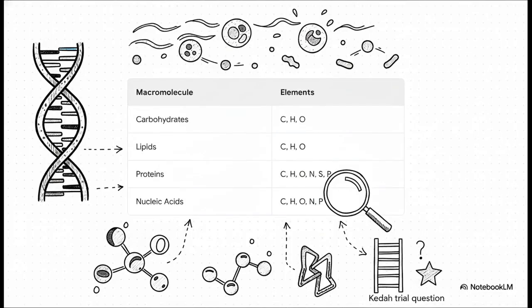Within this watery environment, cells build organic macromolecules. So the crucial point here is memorizing this exact elemental breakdown. Carbs and lipids? They're made of carbon, hydrogen, and oxygen. Proteins step it up by adding nitrogen, and most even contain sulfur and phosphorus. But look at the bottom row, nucleic acids. They consist of carbon, hydrogen, oxygen, nitrogen, and phosphorus. You absolutely need to know this makeup because nucleic acids are exactly what our trial question is testing.